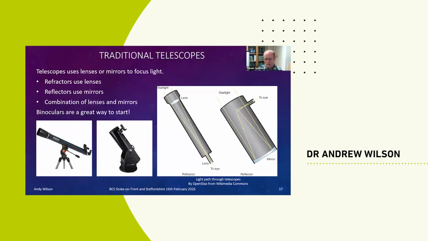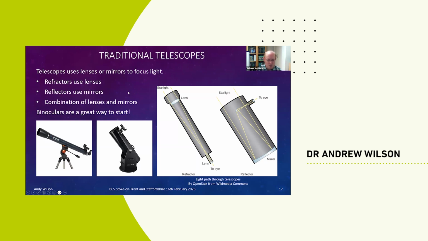So the traditional types of telescopes are refractors and reflectors. Refractors use lenses to focus the light, and reflectors use mirrors to focus the light instead. You can see an illustration of how they work on the right, and then these are just examples on the left. Reflectors tend to be cheaper for a large telescope than refractors because they're easier to make.